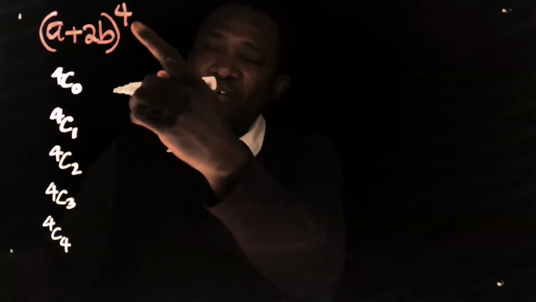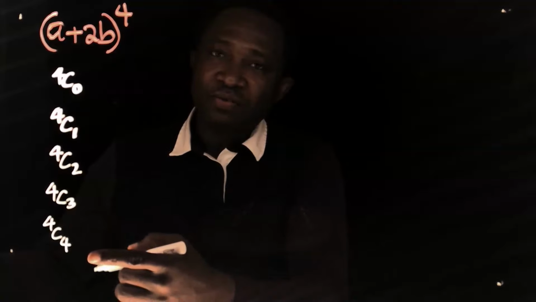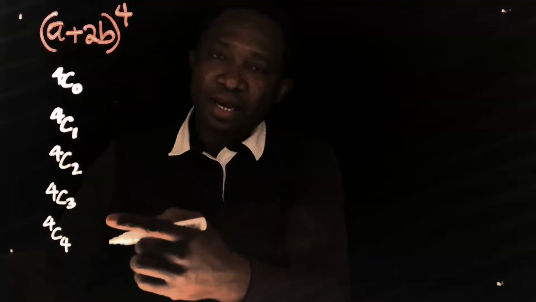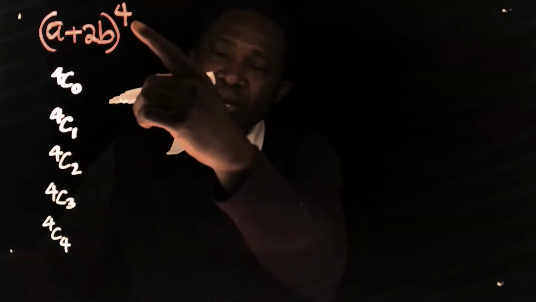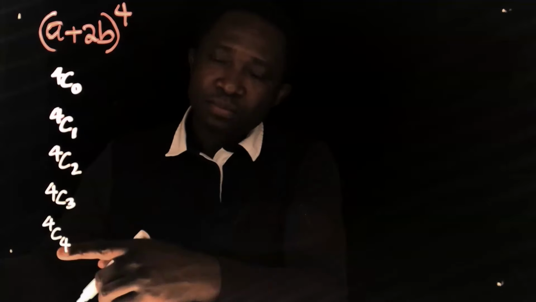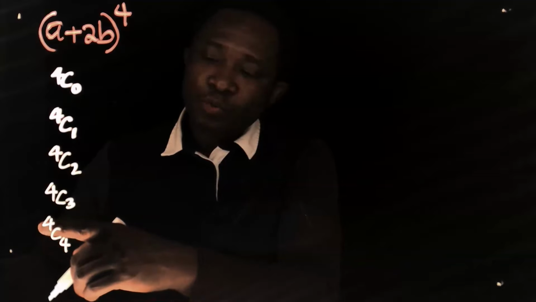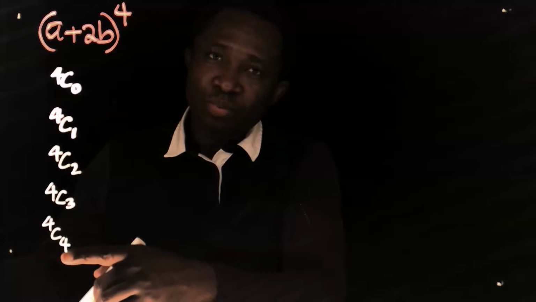If here were 5, I will stop at 5 combination 5. If I got 3 here, I will stop at 3 combination 3. The highest power here will determine where you are going to stop. When the superscript and the subscript are the same, you stop.